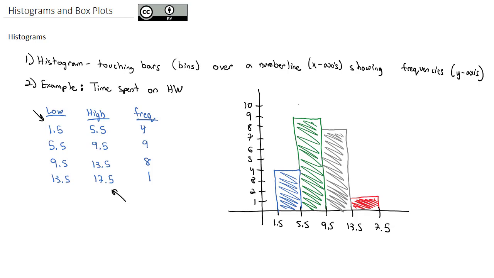Now, this graph is incomplete because any good graph will have a title, and a title needs to be more than just histogram. That's the type of graph. The title needs to say what information is in the graph. This graph information is the time spent on homework. That's a good title for our graph.